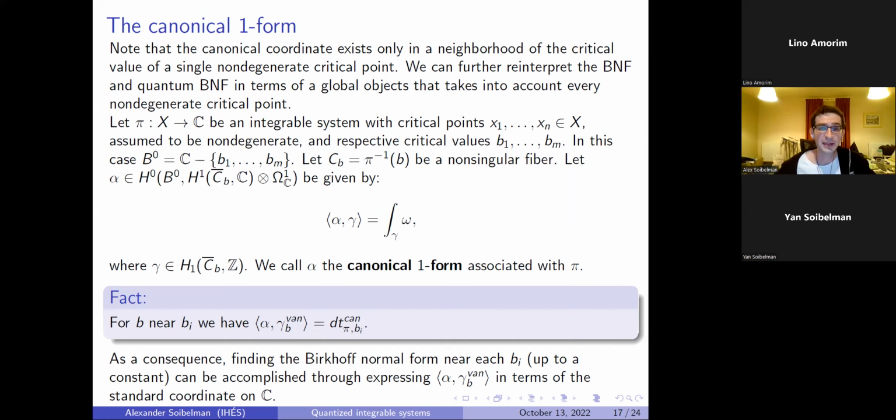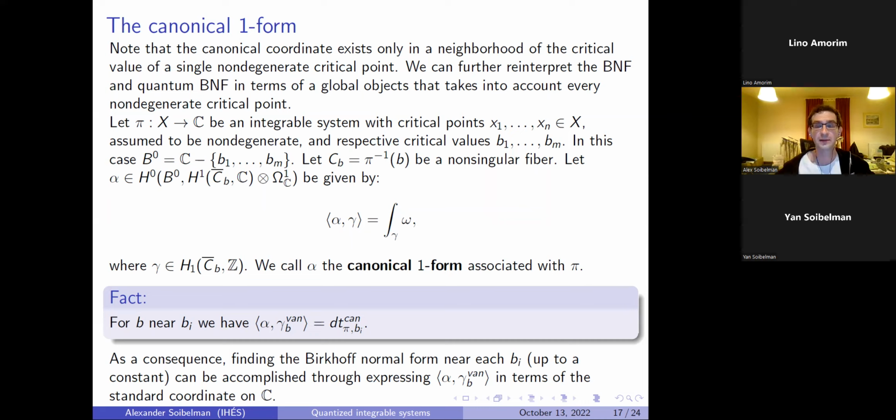And so the result of this pairing is going to be a one form on the base that is going to be called the canonical one form associated with this pi. And a fact, call it a fact or a theorem or a proposition, is that if you pair with the vanishing cycle near one of these critical values, then you're going to end up with a one form that's just dt canonical. So it's the one form associated with the canonical coordinate. Because the canonical coordinate is related to the Birkhoff normal form, then essentially by finding this canonical one form, you can recover the canonical coordinate up to constant. And so that means you can recover the Birkhoff normal form as well up to constant. So that's sort of another way of looking at this Birkhoff normal form.